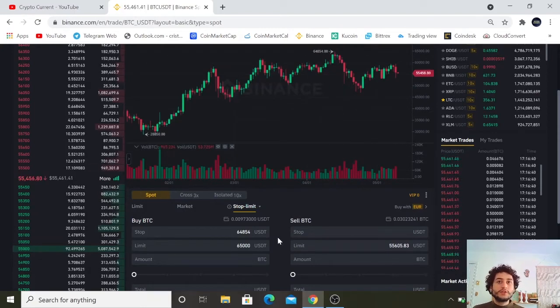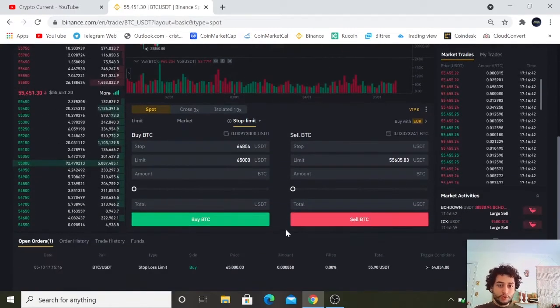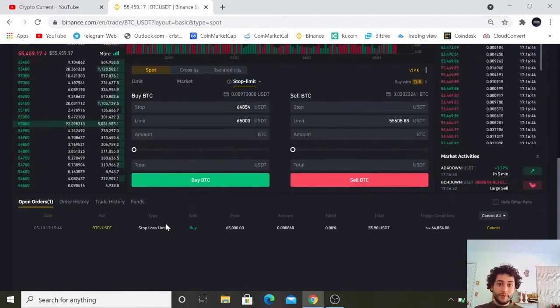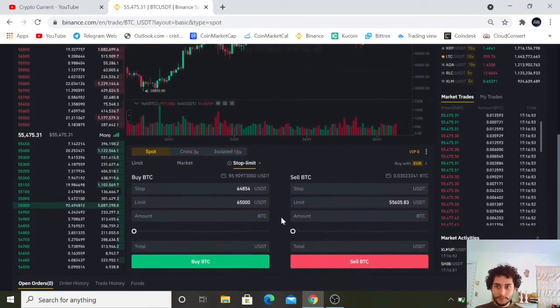If I ever wished to cancel this order, all I have to do is scroll down a little bit, and this would be my order right here, and then I could click cancel. And all the money, the 55 US dollars in this case, would be put back into my balance.